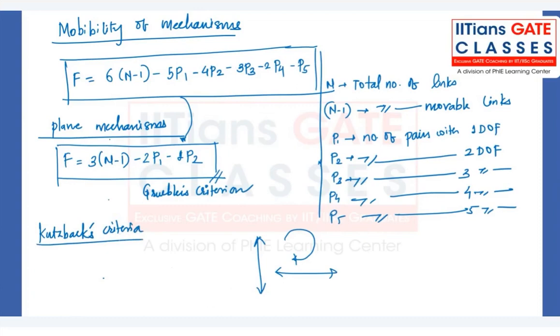Suppose we have a linkage with a single degree of freedom only. It means p2 will be 0, right? In that case, this F will become 3 times (n minus 1) minus 2 times p1. This is called Kurzbach's criterion, where p2 is equal to 0. The meaning of p2 equal to 0 is that this is a linkage with a single degree of freedom only.